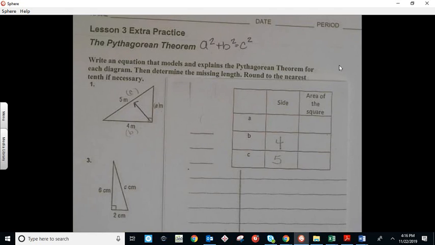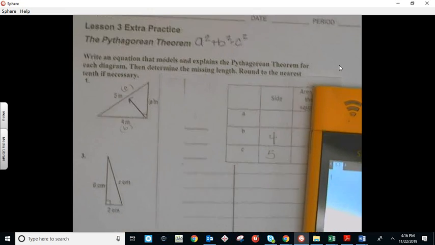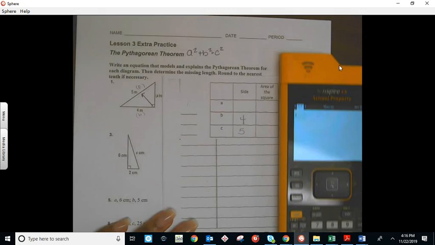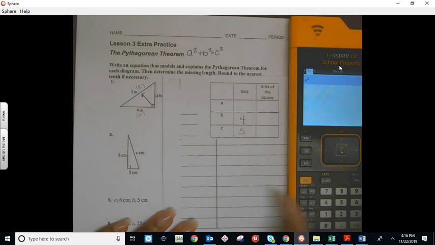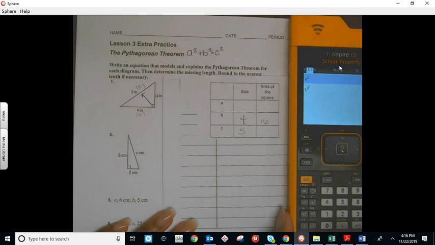Now, remember, I want A squared and B squared and C squared. I don't just want A and B and C. So I am going to grab my calculator and find out what 4 squared is. I'm going to put in my 4 and push the x squared button, because that's going to square that 4 for me. Press enter and it gives me 16. So 4 squared is 16. I need my 5 squared. Press enter. It's 25.